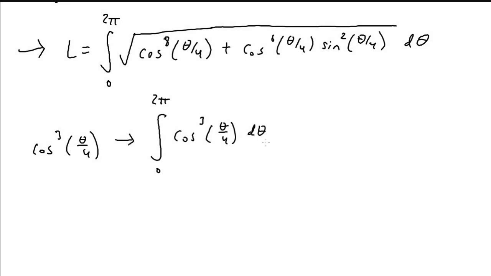Now, in order to solve a cosine or sine function to the 3rd power, we can use a very simple trick here. So we can expand this. So cosine cubed we can rewrite as cosine of theta over 4 times cosine squared of theta over 4.